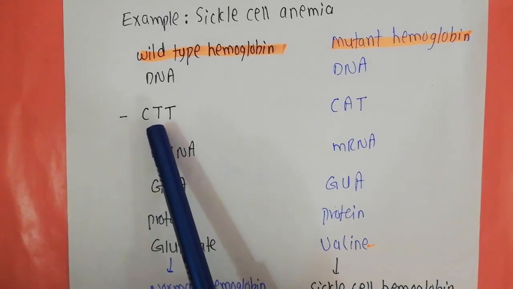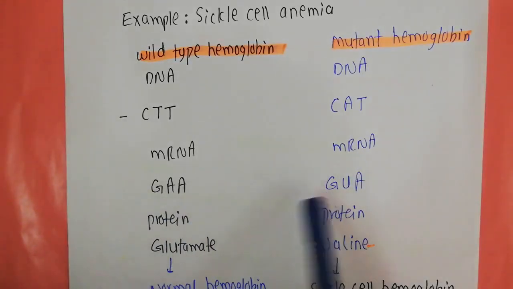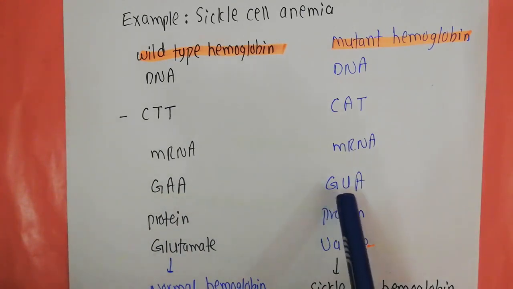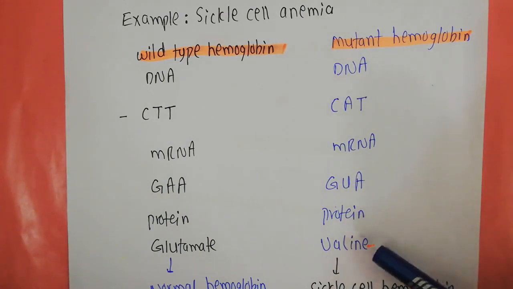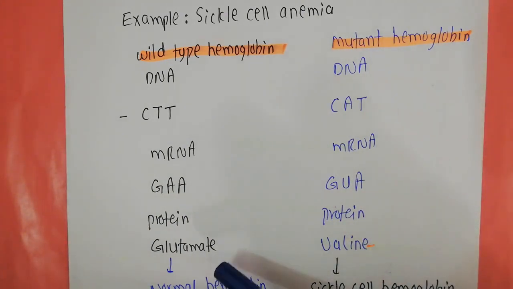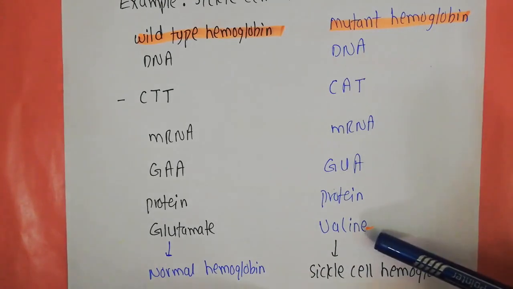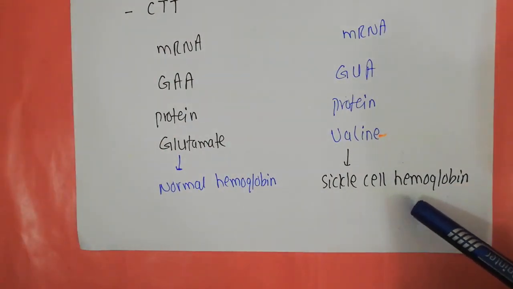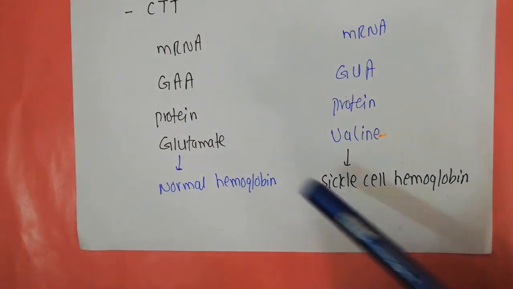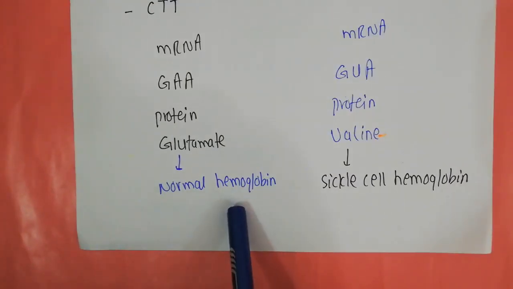When you replace this T with A, the messenger RNA is changed from GAA to GUA, and this GUA is a codon for the valine amino acid. So instead of the glutamate amino acid, in the mutant hemoglobin you are getting the valine amino acid. And when you get the valine amino acid, you have a sickle cell hemoglobin. And when you have the glutamate, you have the normal hemoglobin.